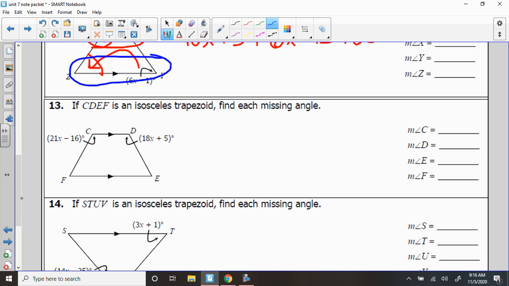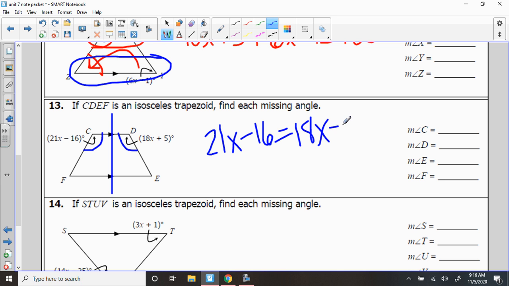And 13, how would you do this one? I'm not going to spend a lot of time on this one because it's getting repetitive. These are equal, so I can write my equation and then plug X in and find what you need.